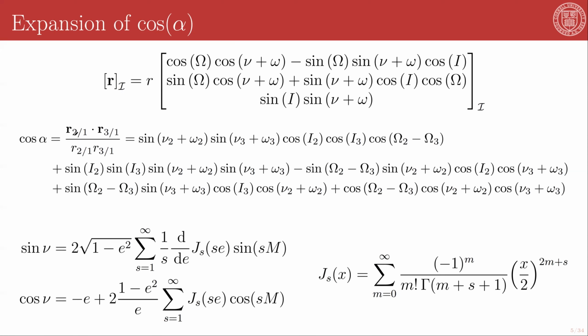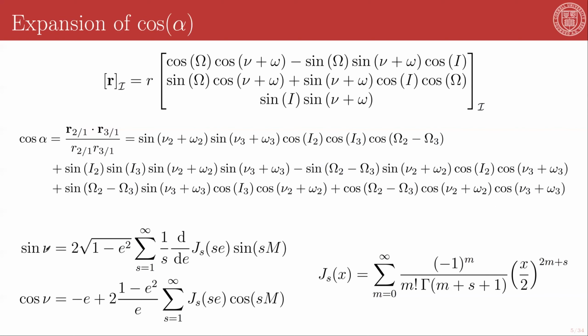Cosine alpha is r2L1 dotted into r3L1 scaled by their magnitudes. And when you plug in this form in terms of their Keplerian orbital elements into this expression, what you get is this long series of products of various trigonometric terms. But all of these trigonometric terms have the same basic arguments. The arguments are either the summation of the true anomaly and the argument of periapsis for each of the two bodies, the inclination by itself of each of the two bodies, or the difference in the longitudes of the ascending nodes of the two bodies. That's it. Everything is repeated again with only these three things happening.